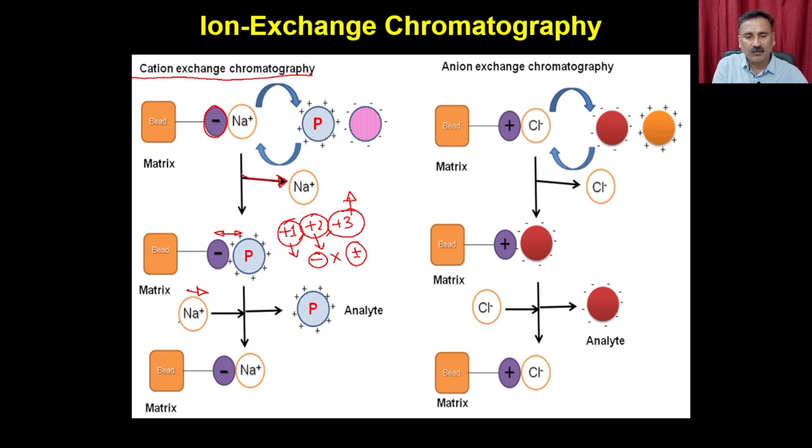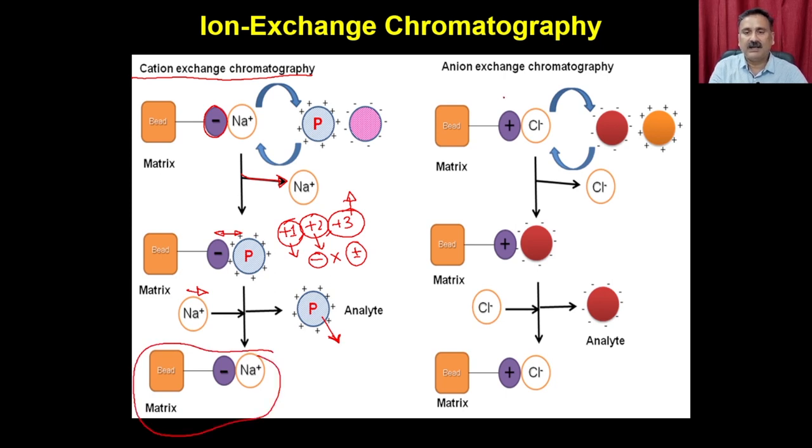Once you supply the sodium, it is going to replace the protein which is bound to the matrix. But the amount of sodium you use to replace the plus three protein, or plus two protein, or plus one protein is going to be different. And that's why these proteins are going to be eluted at different concentrations of sodium. And ultimately, you are going to regain the matrix at the end.